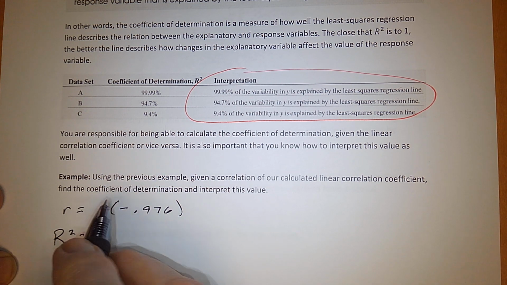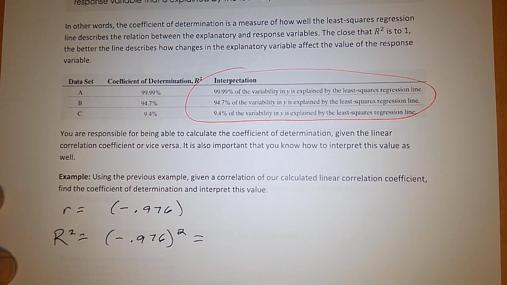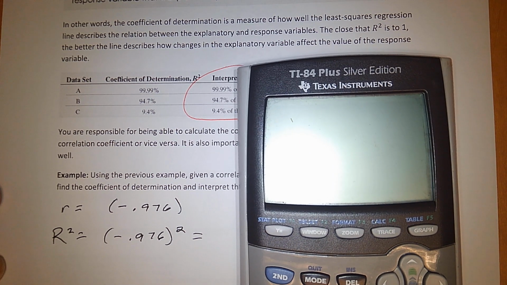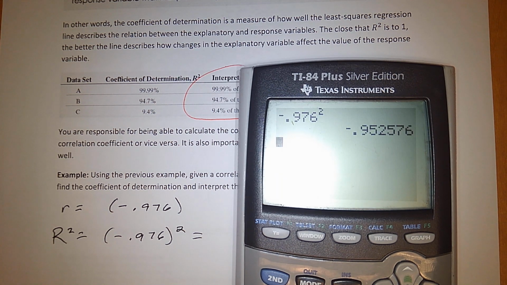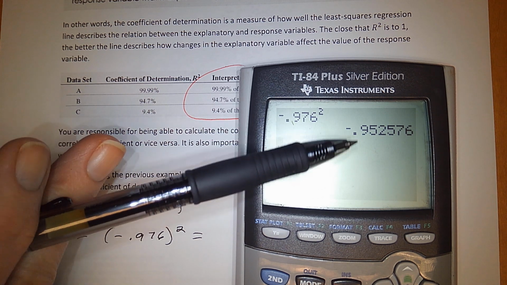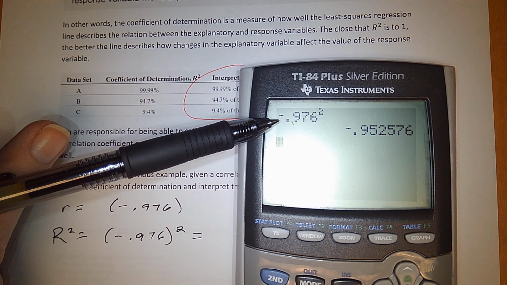The coefficient of determination is going to be negative 0.976 squared. Now I do want to show you how to put this in your calculator because it does make a difference whether you do or don't use parentheses. We all know when you square a negative, you're going to get a positive. But look what happens if I don't use parentheses. You actually get a negative answer. And you should know that that is wrong, because remember, squaring a negative number should always yield a positive answer. And it's because we didn't use parentheses here.